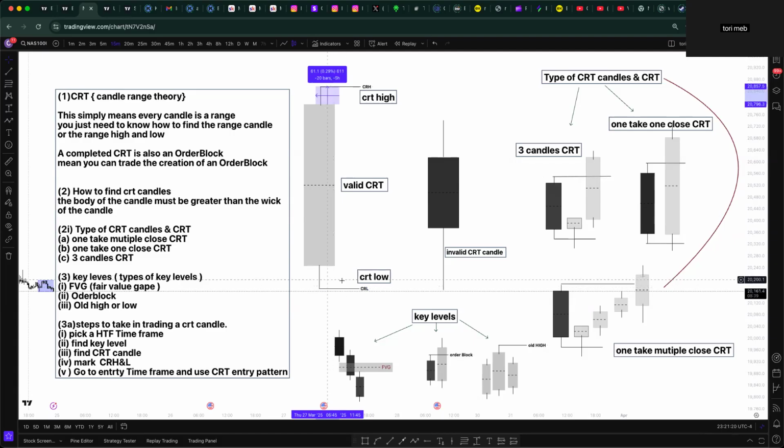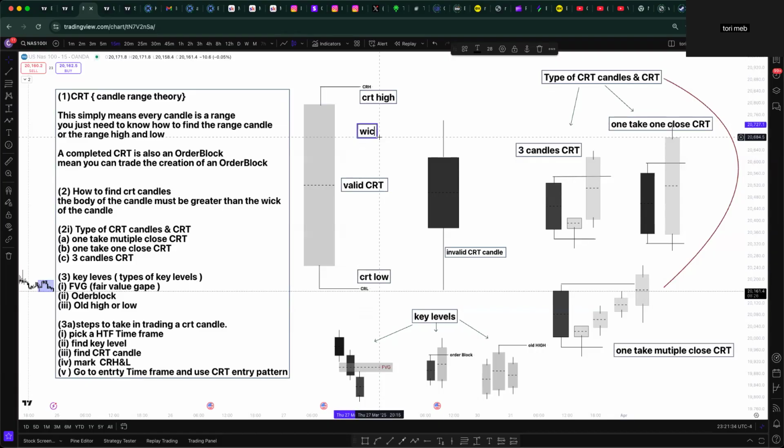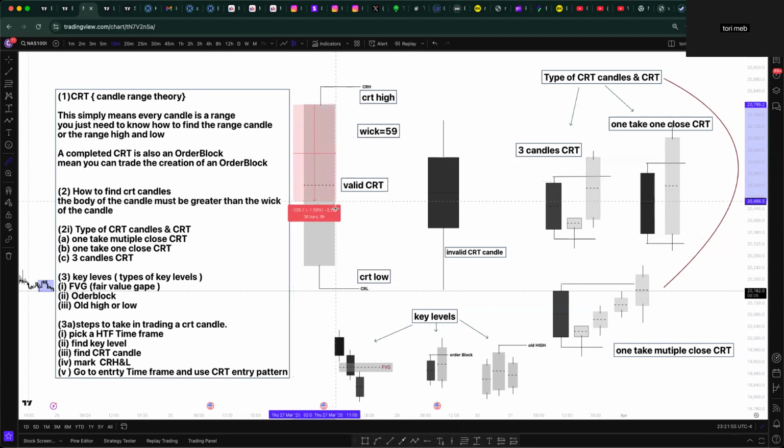You understand? That's 30 plus 29, which gives you 59. So that's the wick. Maybe if you are new to this, you can write it there. Wick equals 59, right? Wick equals 59. And then you can take the measurement tool one more time and measure from the candle, either from the close to the open, which is just the body alone.